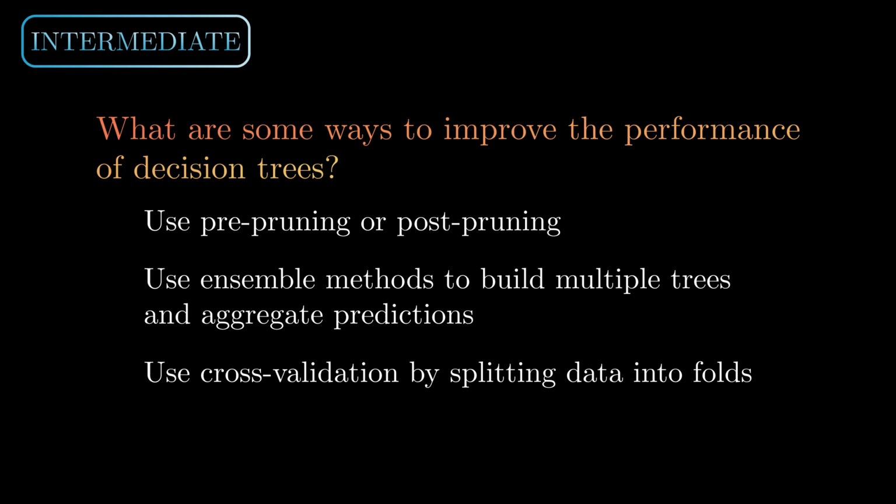We can also use ensemble methods like random forests or gradient boosting to build multiple trees and aggregate their predictions, and this can improve robustness, generalization, and accuracy. Finally, we can use cross-validation. Splitting the dataset into multiple folds can aid us in understanding generalization errors and assessing the tree's performance on unseen data.